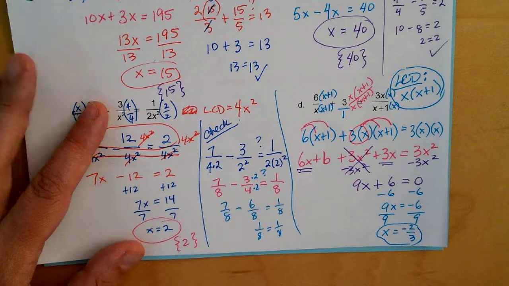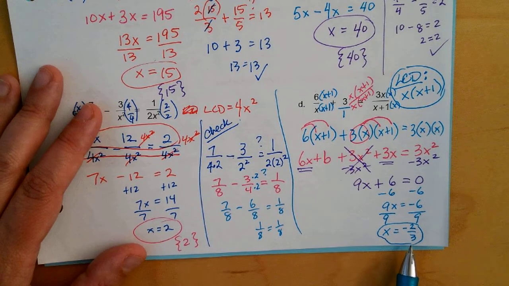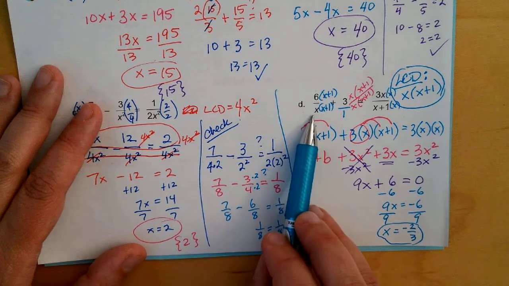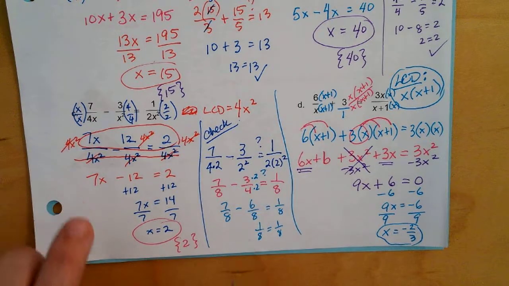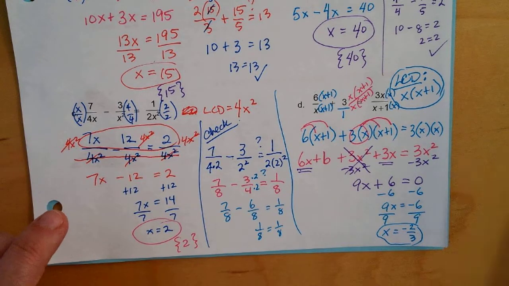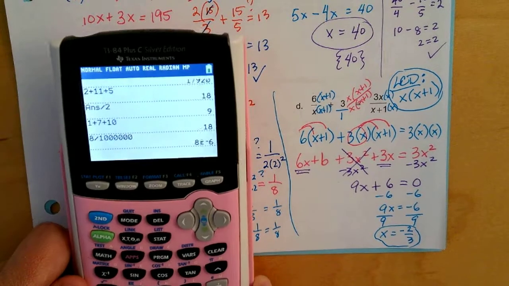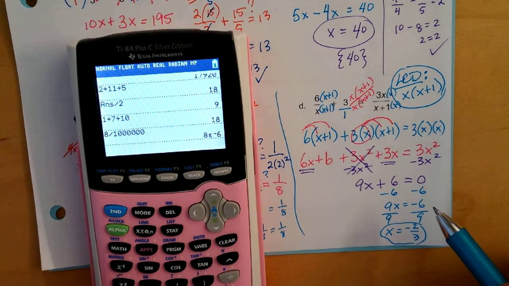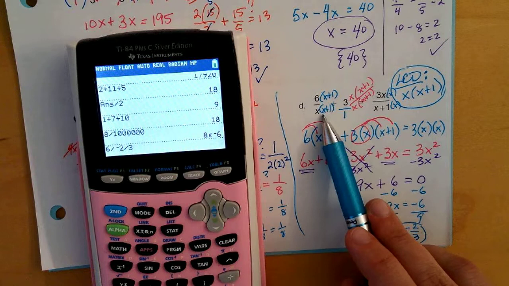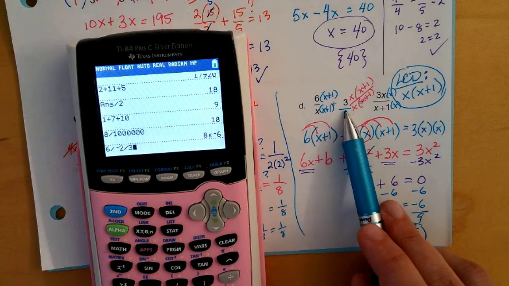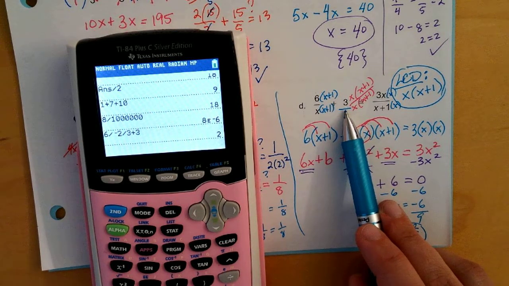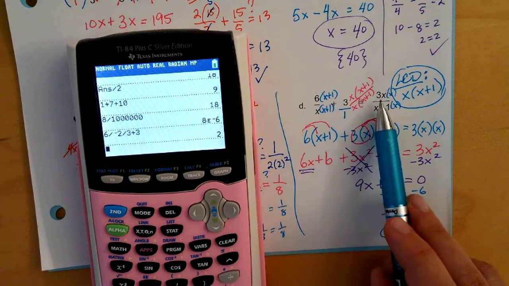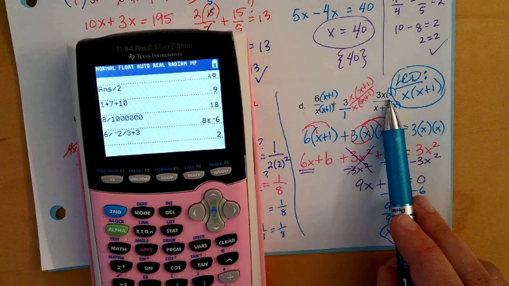Now, I might not be so excited to plug a fraction in for x. So maybe I want to do this on my calculator. Why not? Let me check it on my calculator. And also, I ran out of room for my check. So conveniently, I'll check it on the calculator. 6 divided by negative 2 divided by 3. I'm just plugging it into the original. Plus 3. Okay, I get 2. Let's see if I get the same thing on this side.